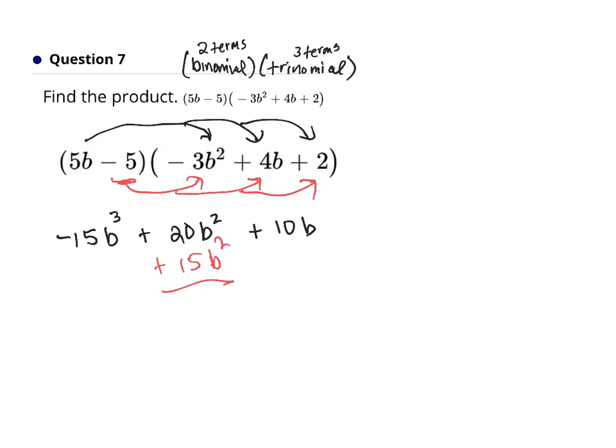Next, negative 5 times positive 4b. Well, that's going to be a negative 20b, right? And then finally, negative 5 times positive 2 is going to be a constant term of negative 10.